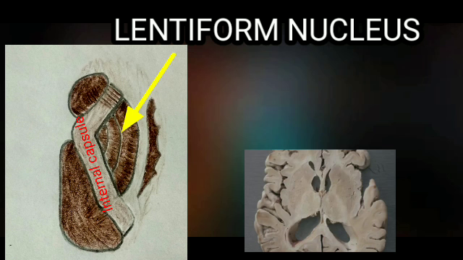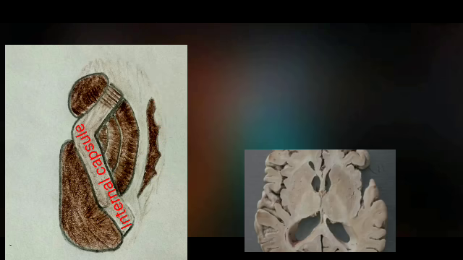There are three surfaces for the lentiform nucleus: lateral surface, medial surface, and inferior surface. The lateral surface is related to the external capsule and separated from the claustrum. The medial surface is related to the internal capsule, and the inferior surface is related to the sublentiform part of the internal capsule.